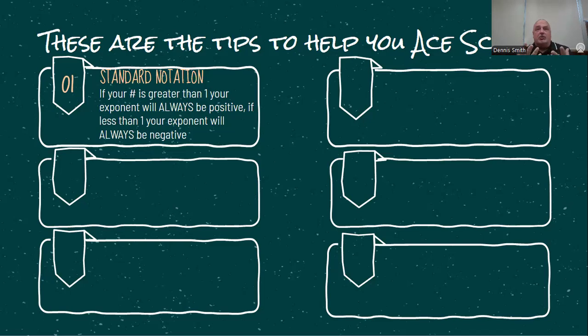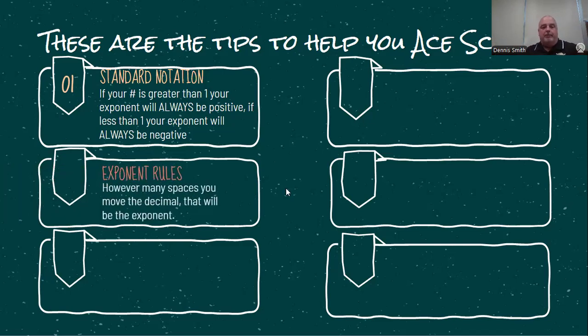If it's over 1 and it's 1.275, it's going to be a positive exponent. It would be 1.275 times 10 to the third. If it's 0.0042, it's going to be 4.2 times 10 to the negative third. All right, so that's standard notation.